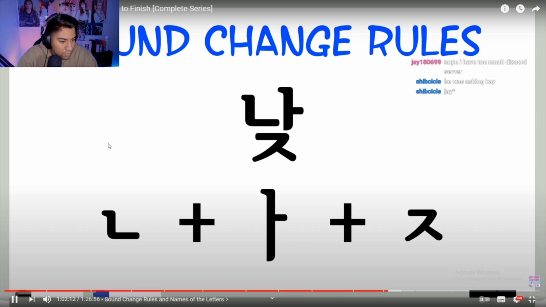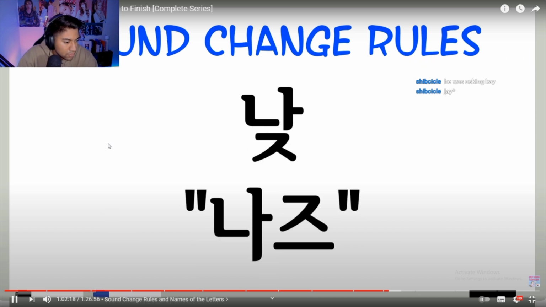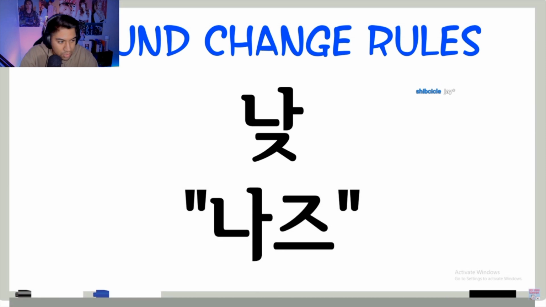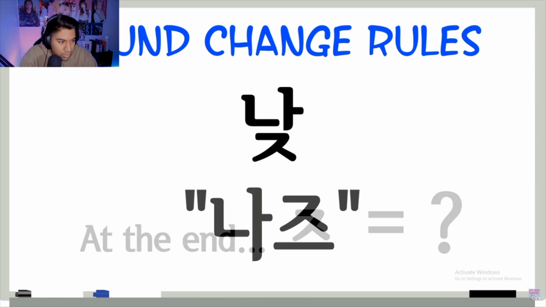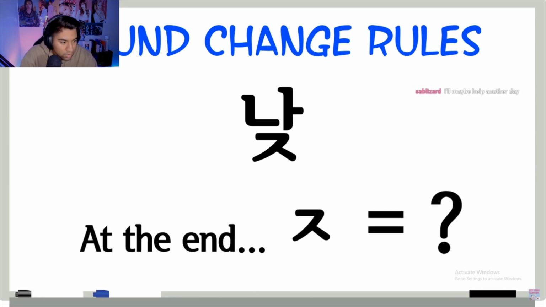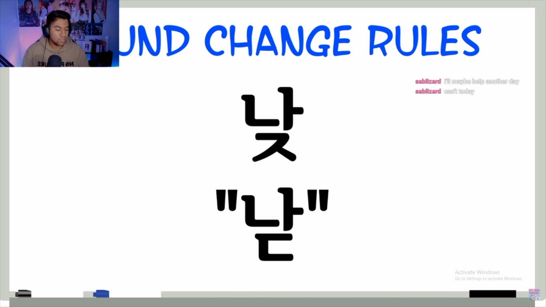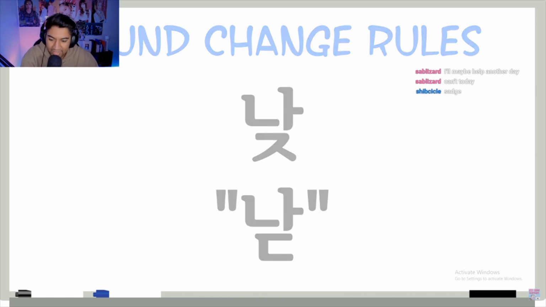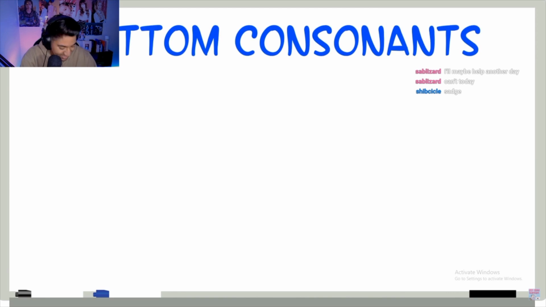Such as in this one, we know how to pronounce it as naj, but we can't say it easily, because that would be adding an extra vowel sound. Instead, we'll need to know what the sound change rule is for using that letter at the end of a syllable. This word is actually pronounced not. And here's our first sound change rule, which explains how to do that. First, we'll need to know about bottom consonants.